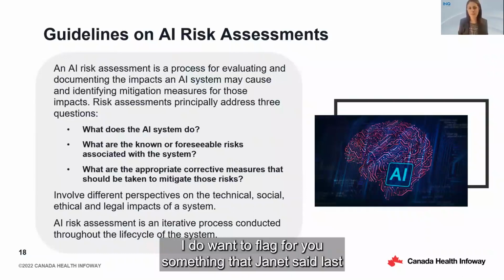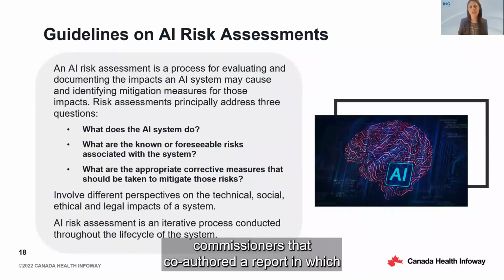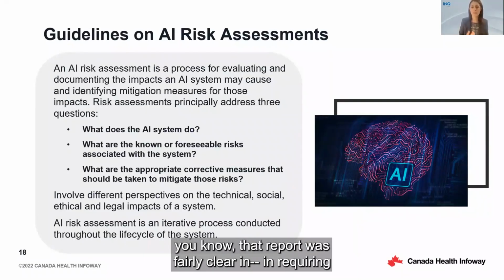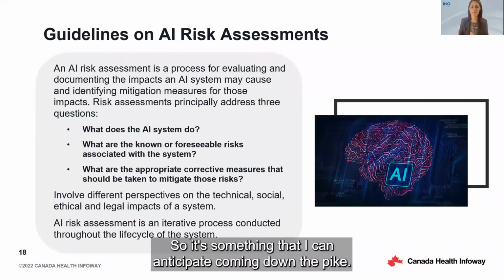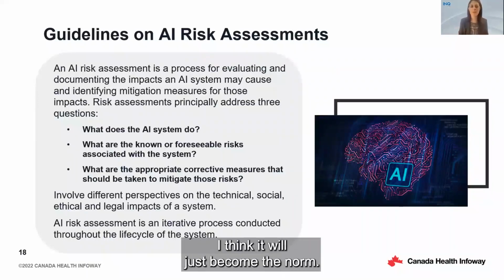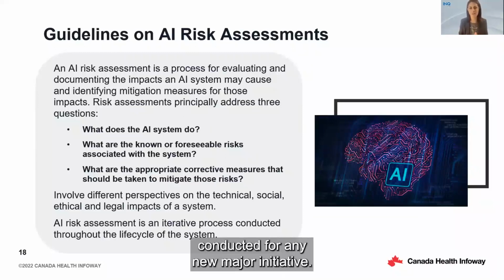I do want to flag for you something that Janet said last module when she talked about the BC and Yukon privacy commissioners that co-authored a report in which both called for a joint PIA and AIA, so an algorithmic impact assessment. They're not the first, but that report was fairly clear in requiring or seeking to have a joint PIA and AIA. So it's something that I can anticipate coming down the pike. In the next few years, we'll see this more and more, and over time, I think it will just become the norm, as the requirement that there is a joint PIA and AIA conducted for any new major initiative.